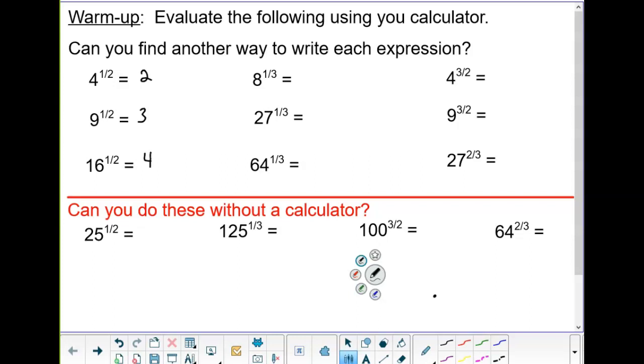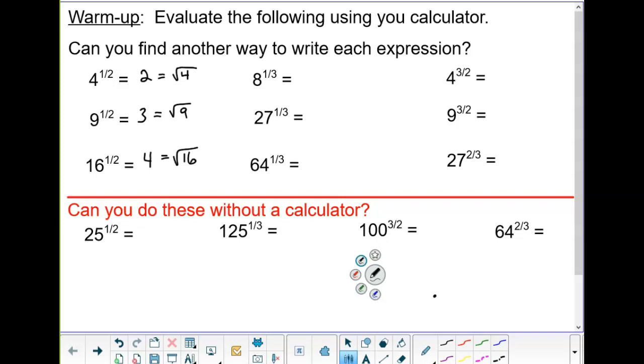What are we actually doing when we take something to the 1/2 power? What is that the same as? Or have we seen that before? Square root. Yeah. This is the exact same thing as the square root of 4, the square root of 9, and the square root of 16. And that's what we want you to connect with this warm-up, is that the way we can write square roots can also be represented as a fractional exponent.